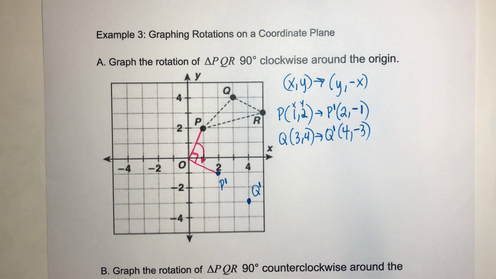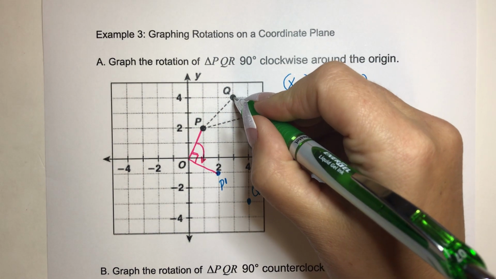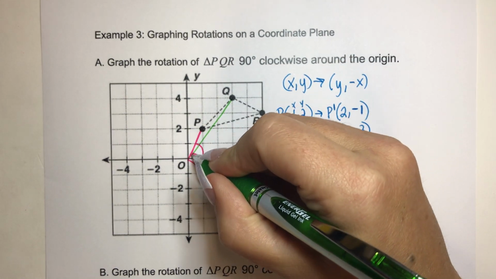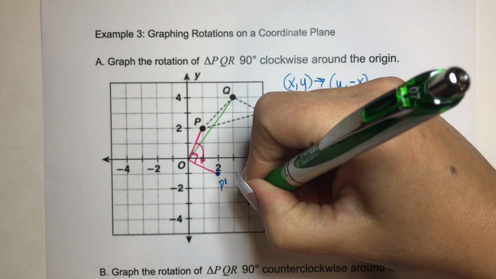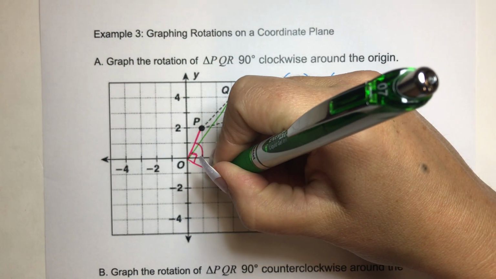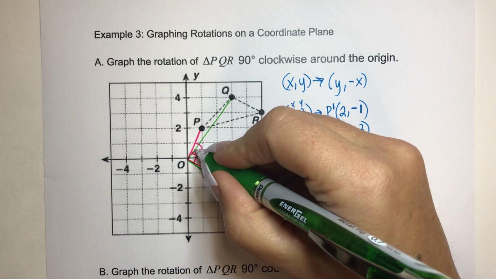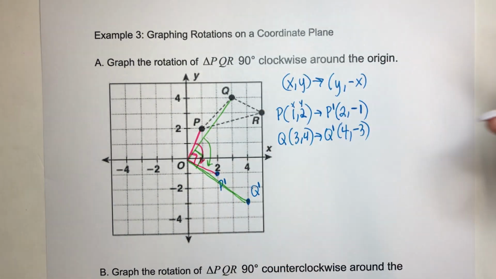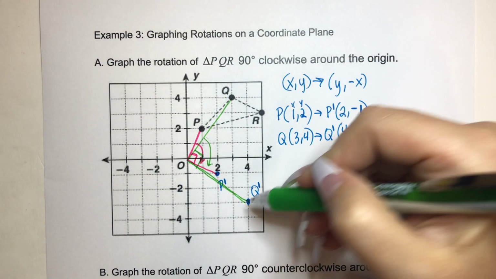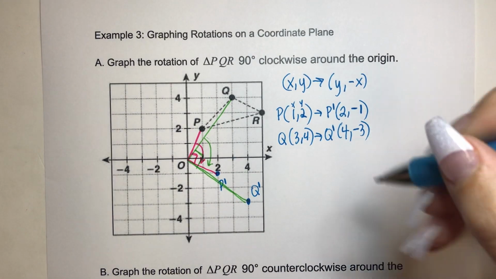All right. And I can do the same thing if I take Q. I'm going to use green. I draw a line to the origin, and then I take Q prime and draw a line to the origin. Again, what do I have? I have 90 degrees right there, and it's rotating clockwise. So do you guys see how it rotates down there? So cool.